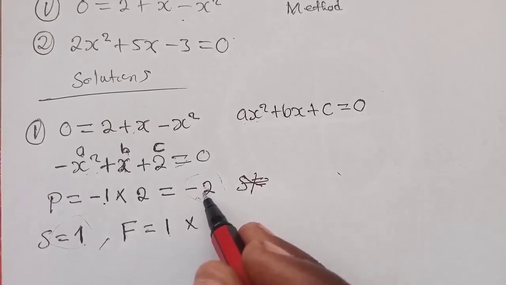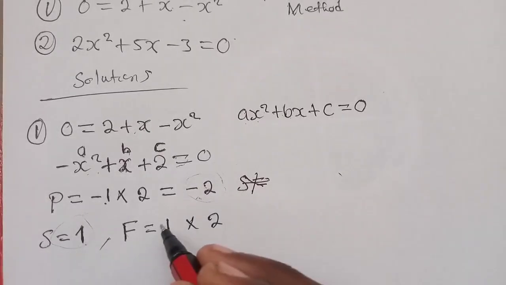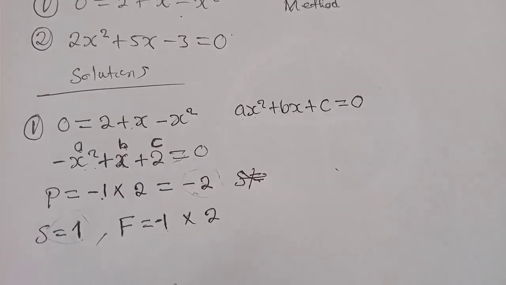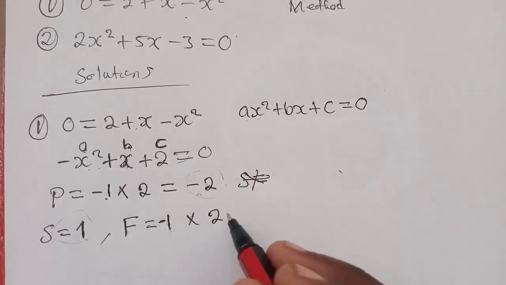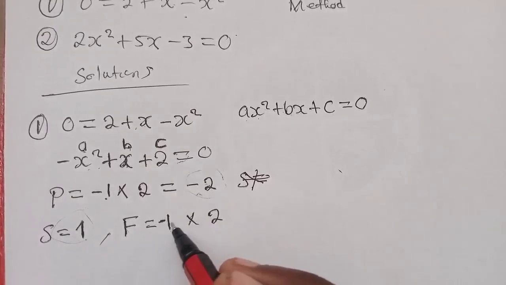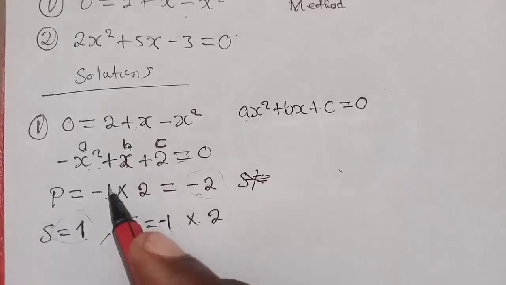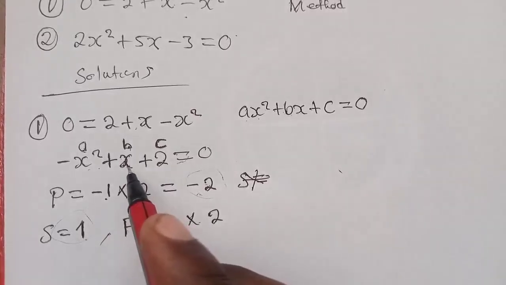So we want negative 2. If we try to put negative 1 here and 2 here, when you multiply this one times that one, it will give us negative 2. How about adding these two numbers? Is it going to give us negative 1 as the sum, or positive 1 as the sum?